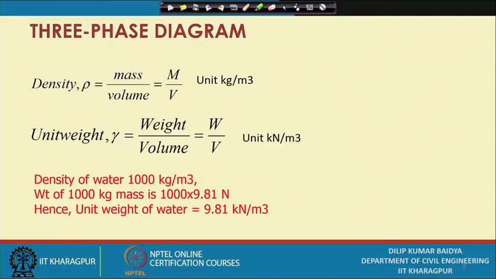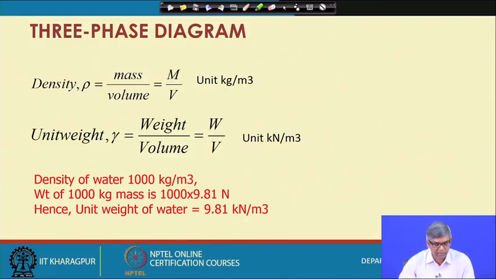So, in most civil engineering calculations, instead of using 9.81 kilonewton per meter cube as the unit weight of water, sometimes we take 10. But if you want to do an actual calculation, then it is better to use 9.81. For simplification, we can use the unit weight of water as 10.